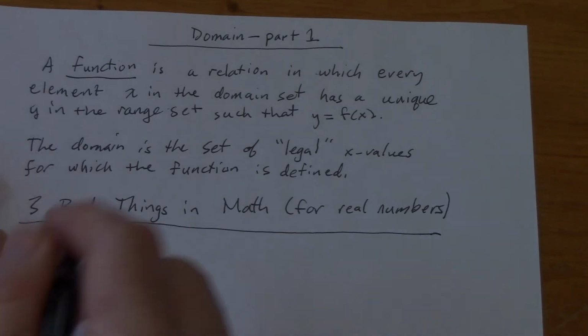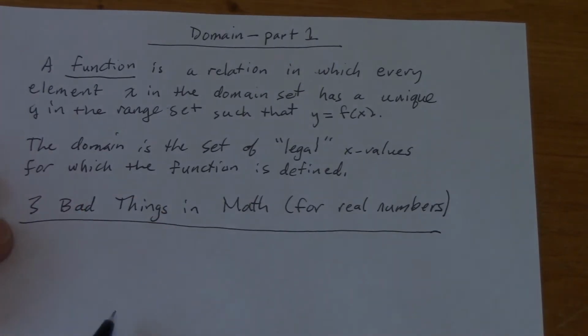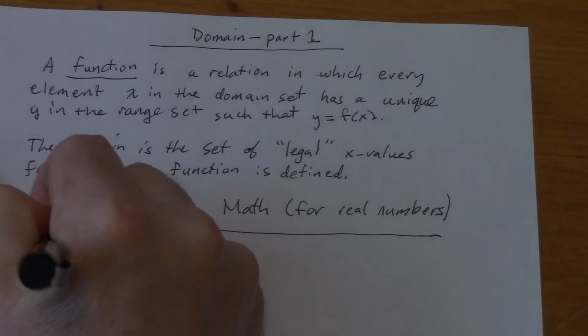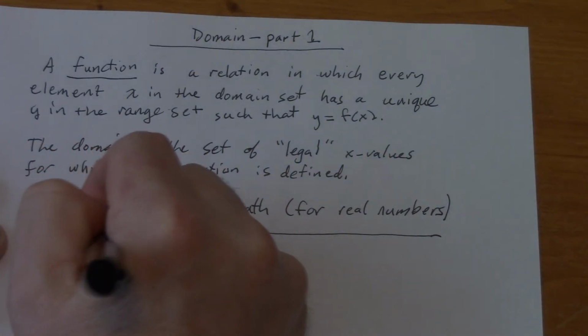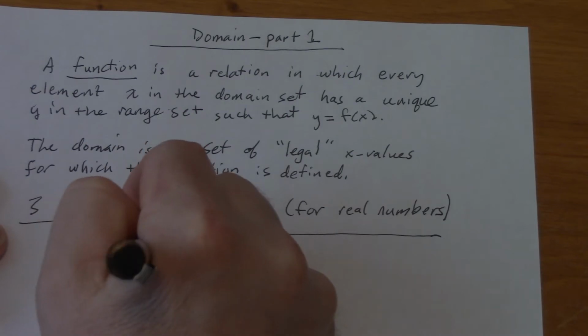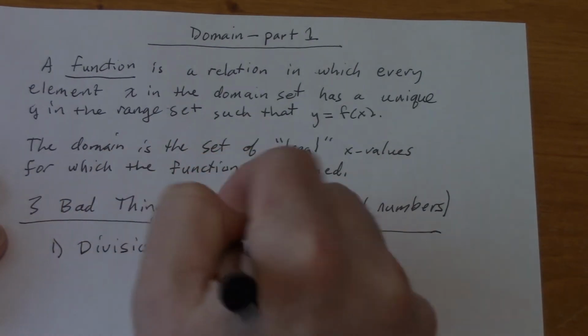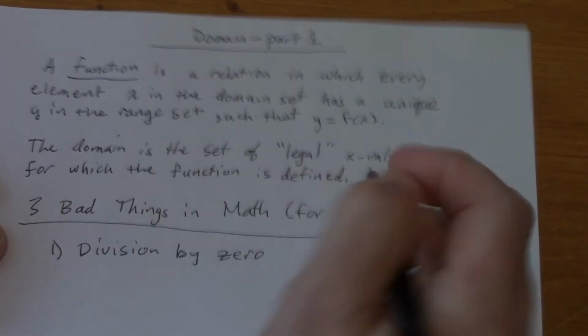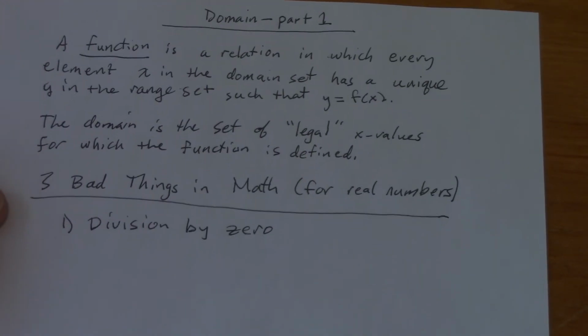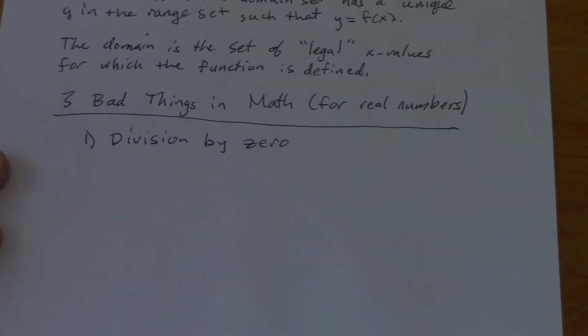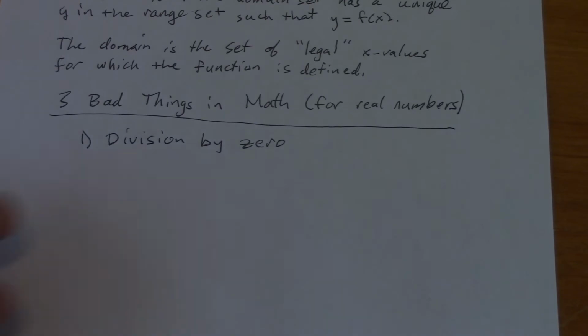Okay, so the three bad things in math for real numbers. I bet this is the first thing on your list: division by zero. We'll learn more about division by zero when we get to calculus, but that usually is considered bad.